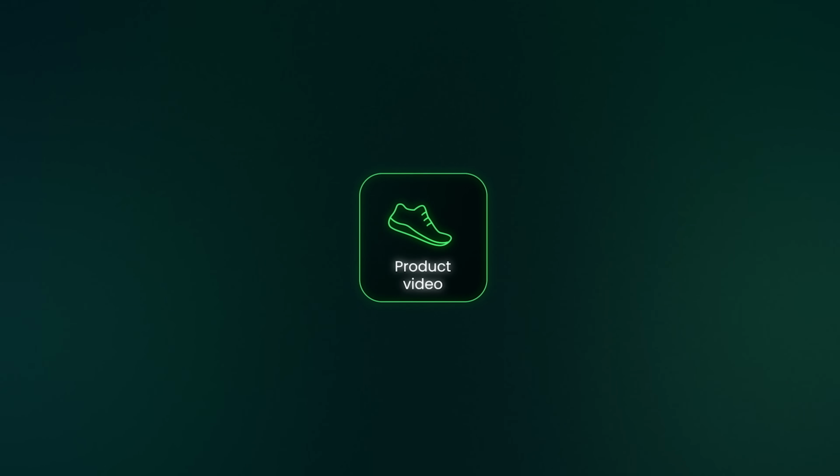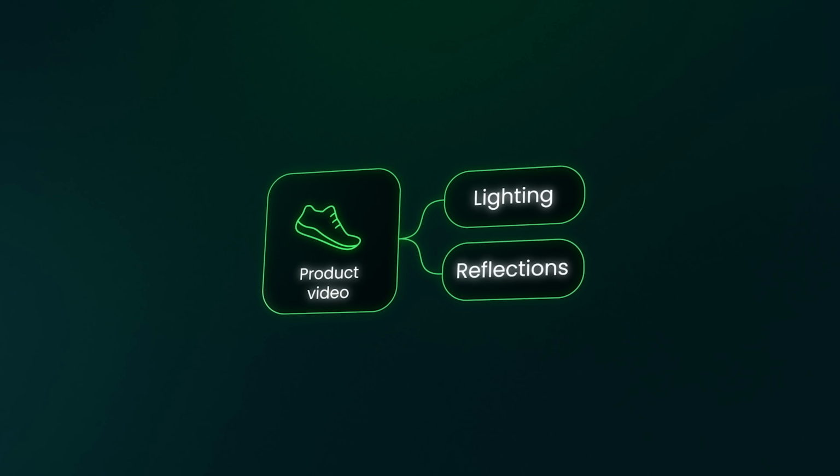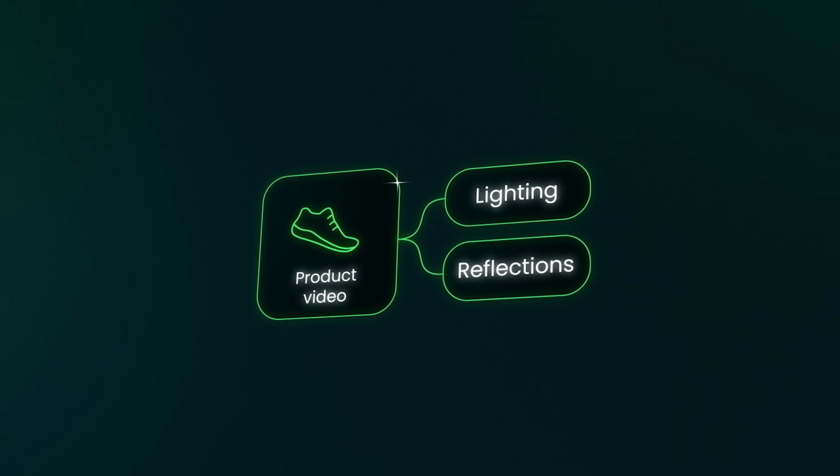The last type of videos I want to test is product shots, because they rely on one specific factor we haven't touched yet. A product video depends almost entirely on its lighting and its reflections, because that is what actually makes something look premium and expensive.